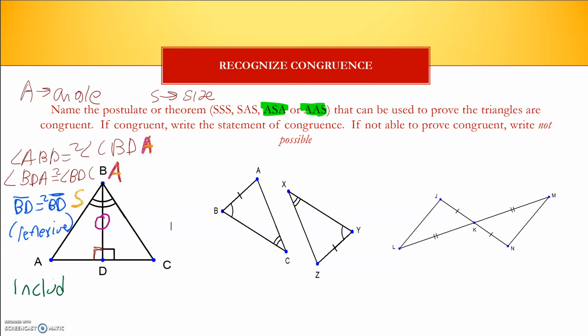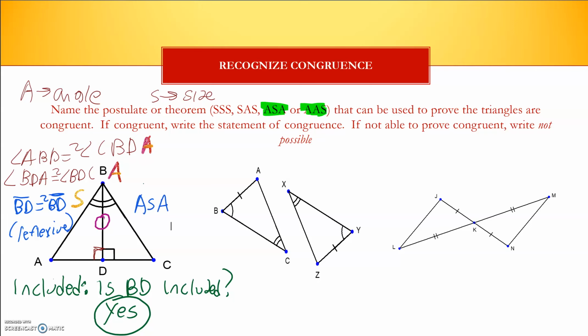So we should ask, is BD, our one side, included or not? The answer to that is no. Actually, whoops, looking at this one, the answer is yes. BD is between angles CBD and the right angle in this triangle. And the same is true on the other side, ABD and the right angle; again, BD is between them. This one is angle, side, angle, because the side is included.